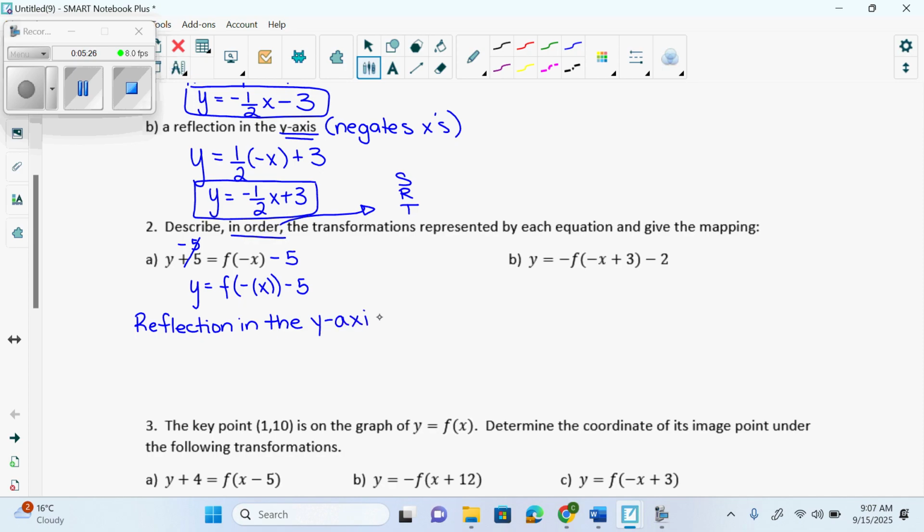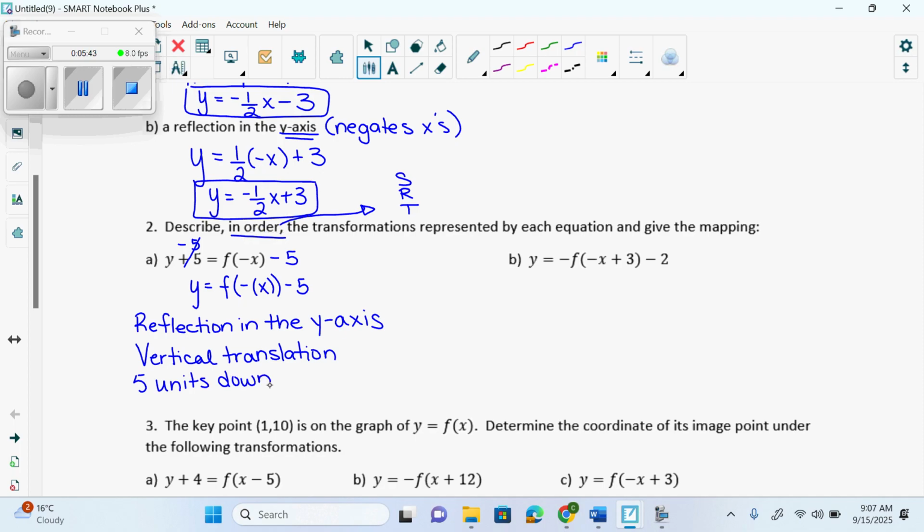And is that 5 with the x or outside of it? It's outside, so it's a vertical translation. And y's are always awesome. X's be crazy. Vertical translation, 5 units down.